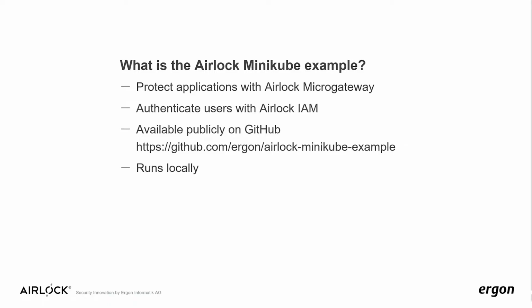All information on how to set up the example, prerequisites, and so on are on github.com/ergon/airlock-minikube-example. This video does not explain how to get the example running or how to install it. Instead, it covers what the example provides. It describes all the delivered components and shows some security use cases. If you need an installation guide, please head over to the mentioned GitHub page.